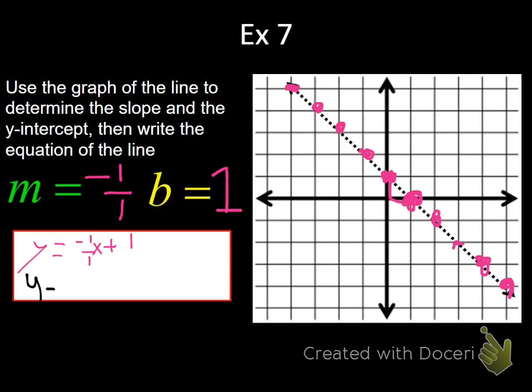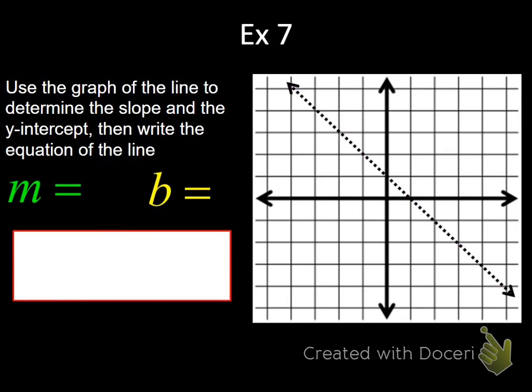So another way of rewriting it was what? Y equals x plus 1. Almost, not x plus 1, negative x plus 1. Okay, don't forget that negative. Or you could do y equals negative 1x plus 1. So 3 different ways again that you could write that for credit. Questions? Okay, absolutely.